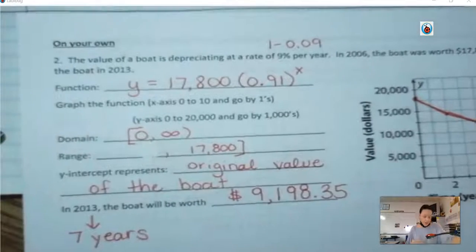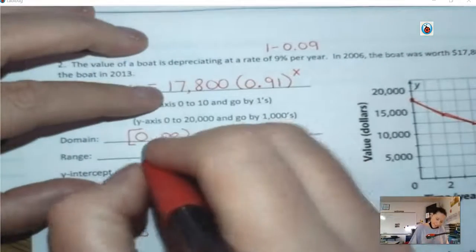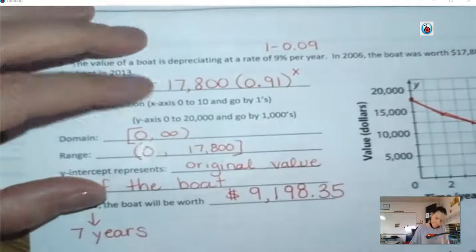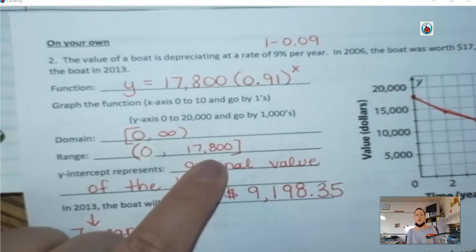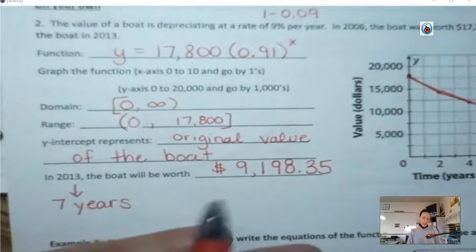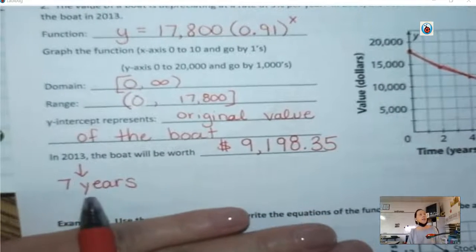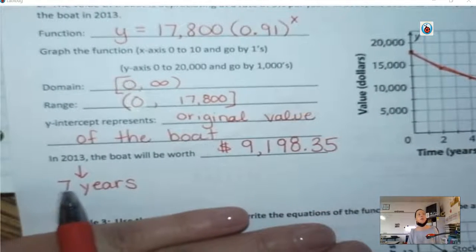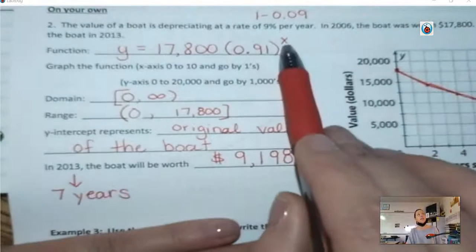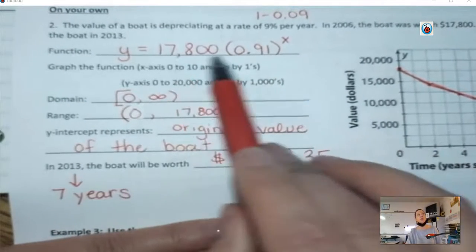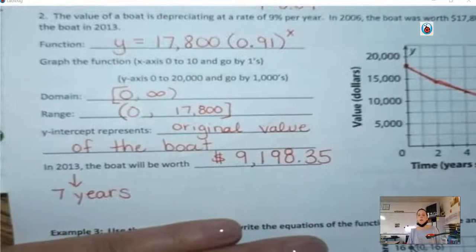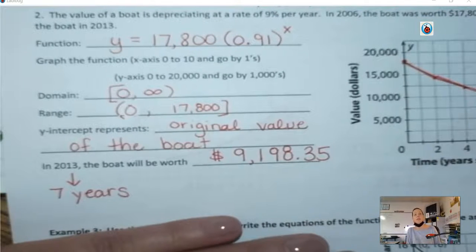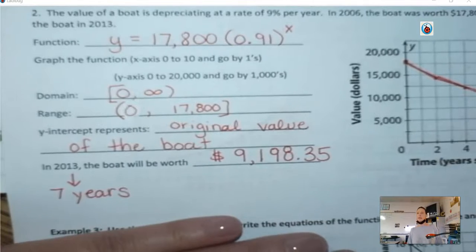It's not going to hit 0, so 0 gets a parenthesis. And then the biggest price, or the highest price, is that $17,800. And then the cost in 2013, that's 7 years later, so you had to plug 7 into the x right here. If you plug a 7 in for x, the cost of the boat will be about $9,198.35.